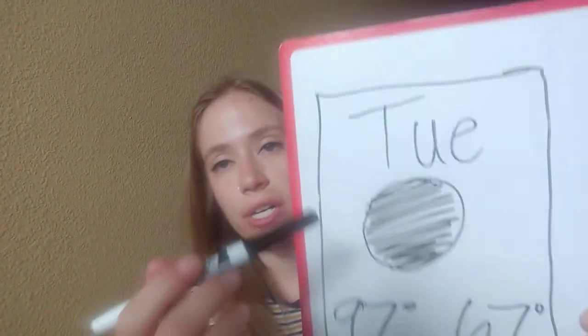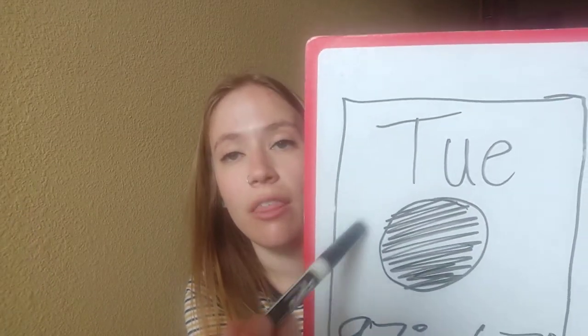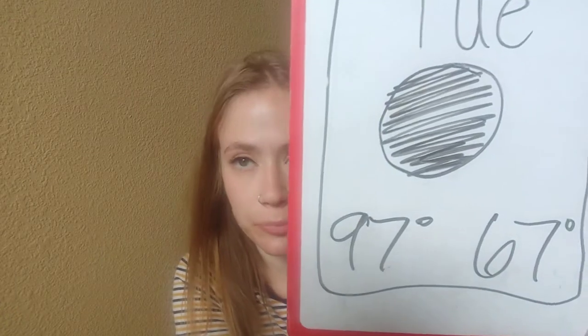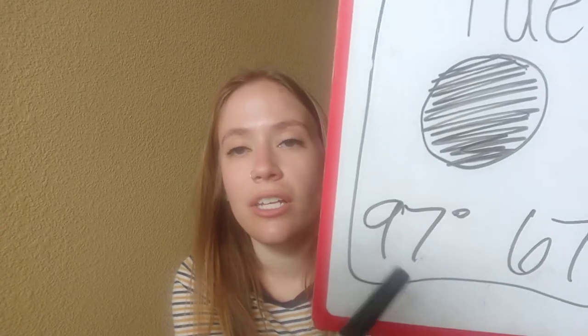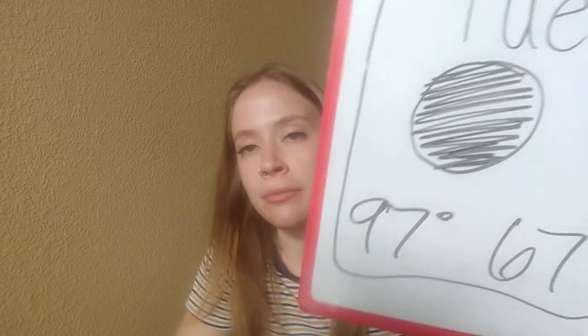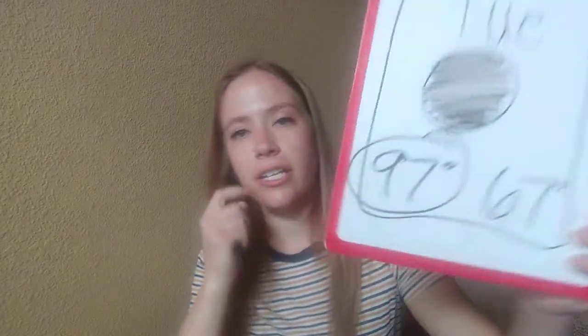Okay, so if you have your blue box around Tuesday, imagine this is a blue box, TUE, which is short for Tuesday, the type of weather we're supposed to have, and then we're only going to look at our highest expected temperature tomorrow. So, which one of these will be our highest expected temperature? 97 degrees or 67 degrees? So, if you said 97 degrees, you were correct. Let's see where that falls on our scale.